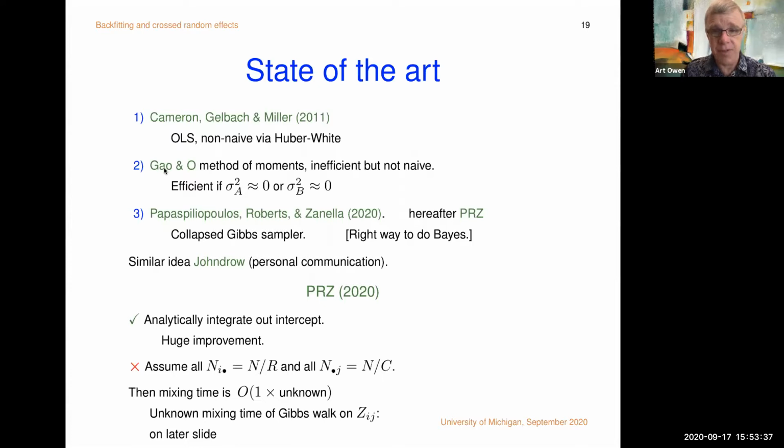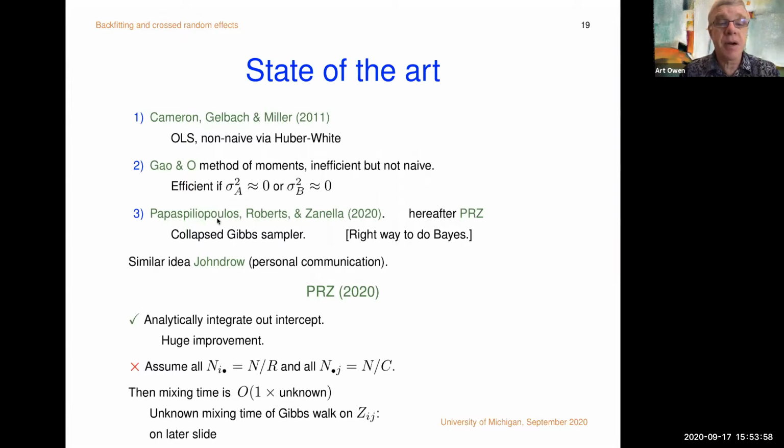Caitlin and I did something different. We just went back to the 1890s and said, let's use the method of moments. And we did it in a way that's inefficient, but not naive. And it does become efficient if one of those random effects would be negligible. You don't even have to know which one, but if one of them is negligible, then you'll get efficiency.